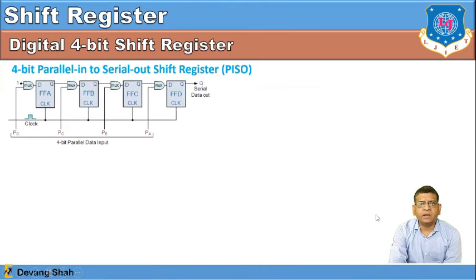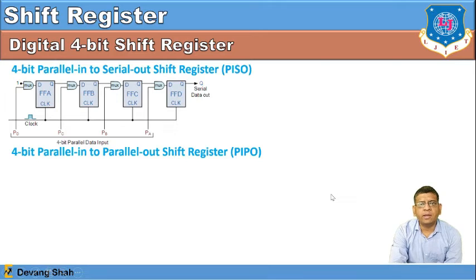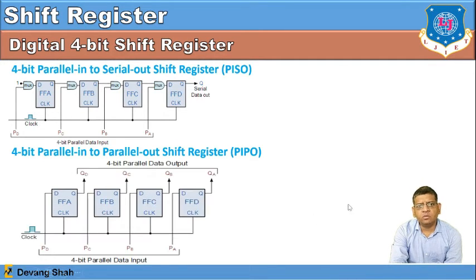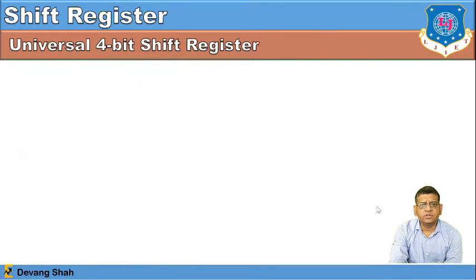So 4-bit parallel in, serial out shift register: you can see the data you apply parallelly, and you can take the data serially. This is parallel in, parallel out. See, both kinds of information you can see here.